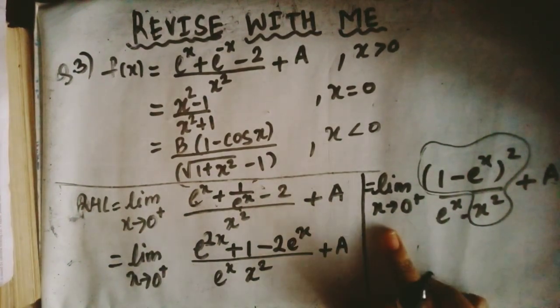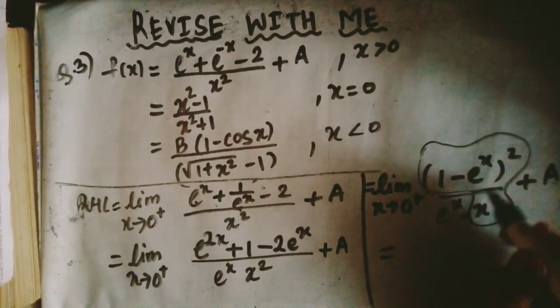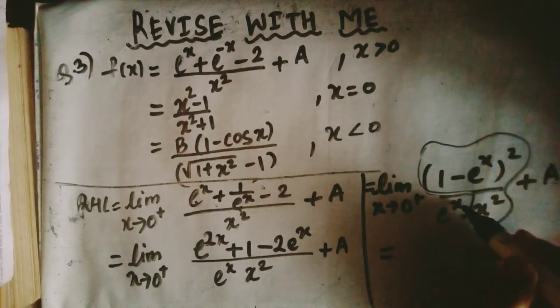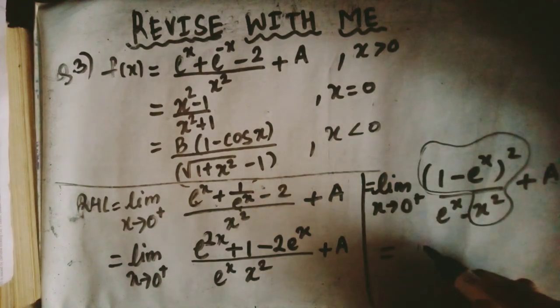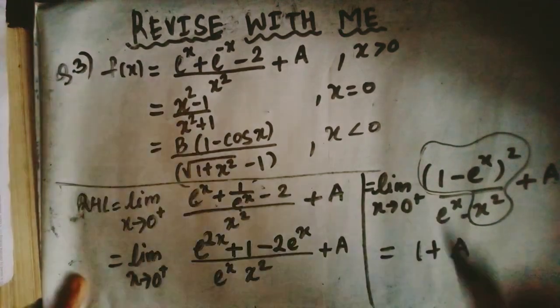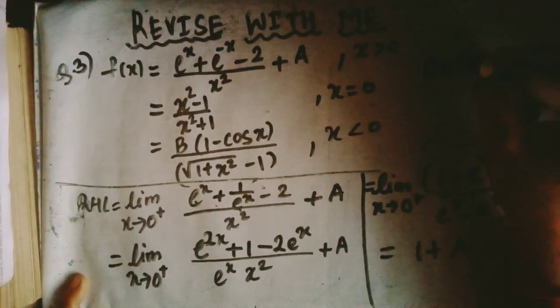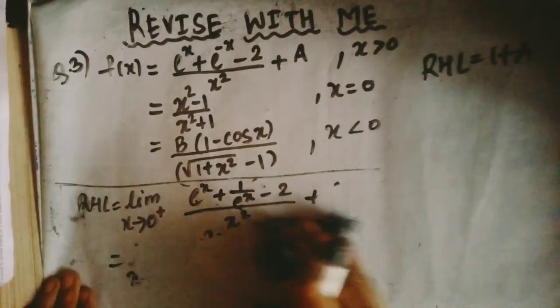So by substituting the limit formula, this becomes 1, so 1 upon e raised to x, which is e raised to 0 is 1, so we'll get 1 plus e. Okay, so this is your RHL. I'll write it here. Let's find out LHL.